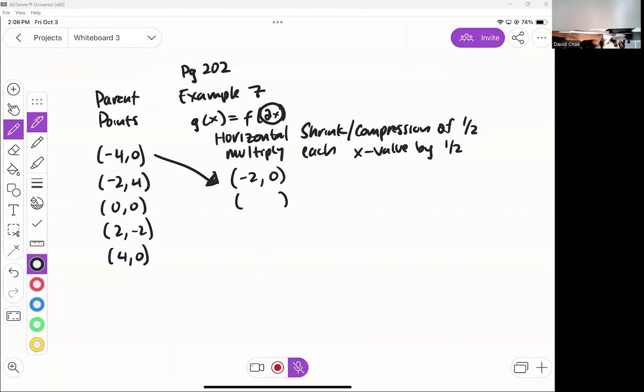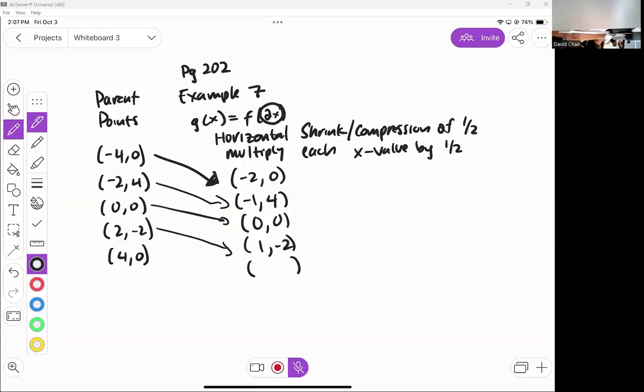-2, 4 becomes -1, 4, right? 0, 0 just stays at 0, 0. 2, -2 becomes 1, -2. And then 4, 0 becomes 2, comma 0. That makes sense? So whenever you see the 2x inside of the parentheses, it's a horizontal shrink or compression of 1/2, which means that you multiply each x value by 1/2. All right?